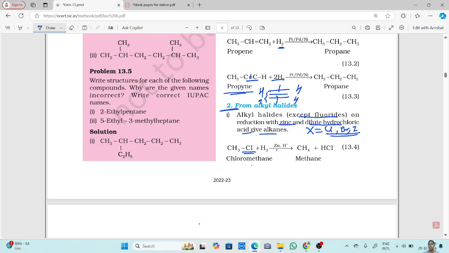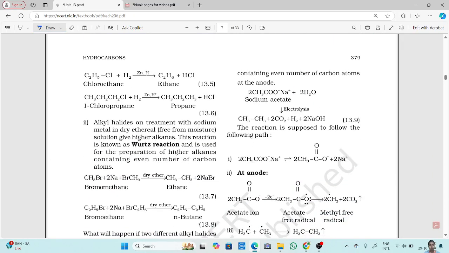So in this case you will get methane and HCl gas. Now how HCl gas? Here you have 2 hydrogens, right? And you have CH3Cl. What will happen is one hydrogen will bind to the methyl group, another hydrogen will bind with the Cl. So it will give you CH4 plus HCl. Same thing everywhere, you will get an alkane and hydrochloric acid will be released. Now, that is the first one.